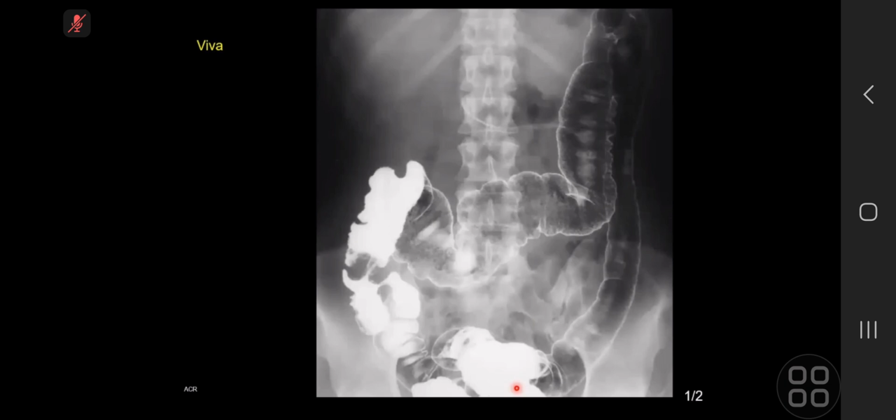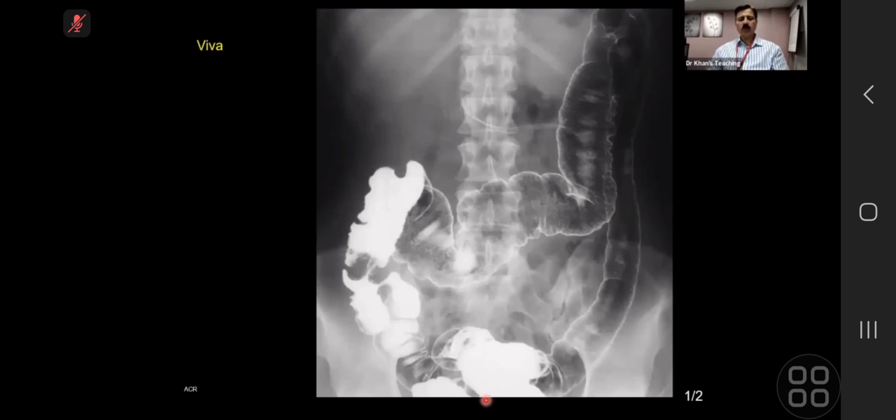And the descending colon looks... Is the transverse colon normal? No, no, this is not normal. There are multiple polyps, which look like pseudopolyps. So in the differential, we may include ulcerative colitis. Okay, fine. Thank you. You can mute yourself. Candidate 2, you should be ready.